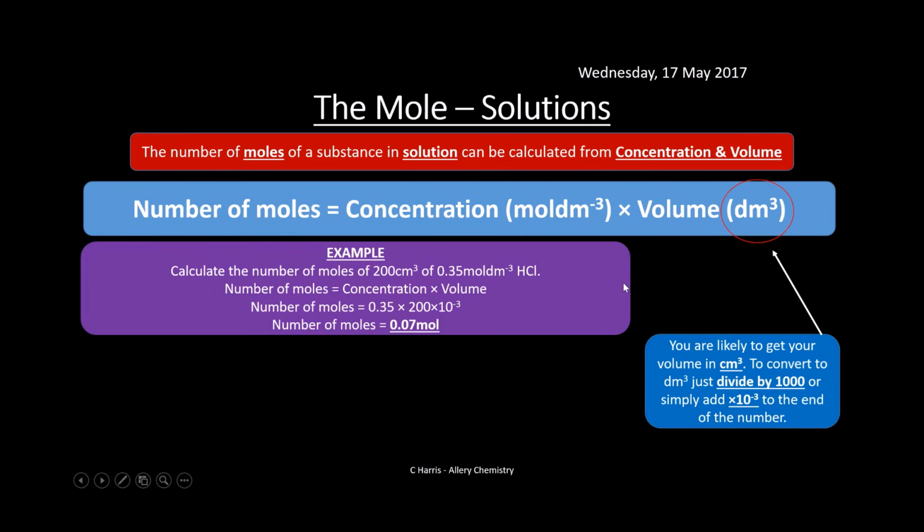Okay, so let's have a look at an example. Calculate the number of moles of 200 centimeters cubed of 0.35 moles per decimeters cubed of HCl. So the number of moles is the concentration, which is 0.35, times by the volume, which is 200. Notice that this is centimeters cubed, so we'll have to convert that. So the number of moles is 0.35 times by 200 times by 10 to the minus 3. We do this times 10 to the minus 3 because this is effectively turning it into decimeters cubed. We're dividing it by 1,000. So the number of moles is 0.07 moles.